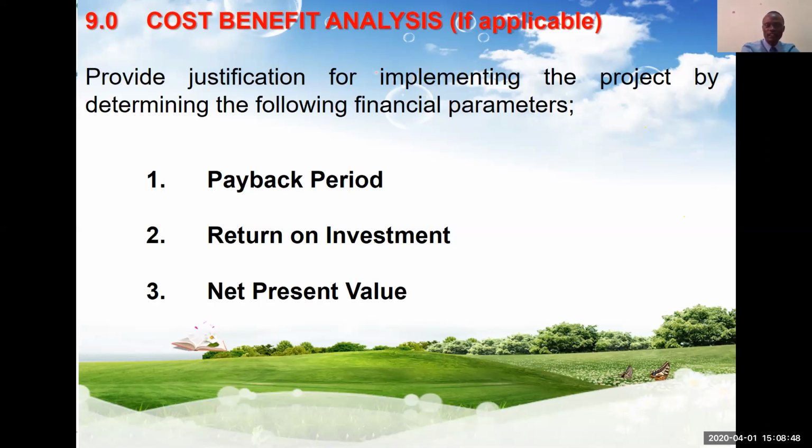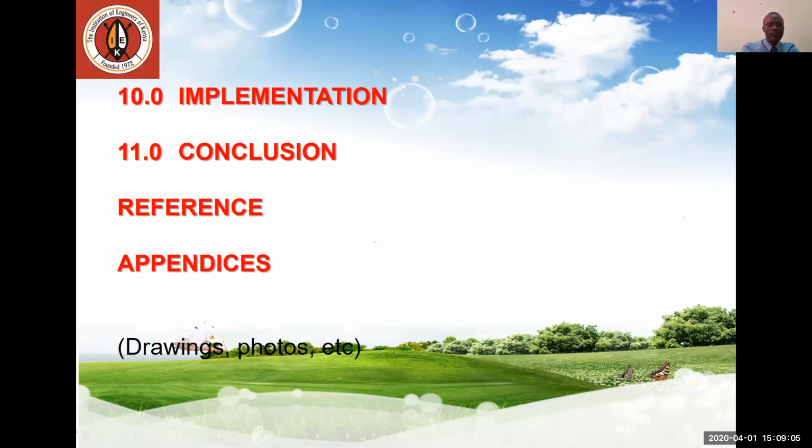So if you calculate these three parameters and you're able to show that this particular project was able to pay back within under 5 years, and the net present value is positive, that will show that this project is feasible and it is worth investing in. Then you move to number 10, which is the implementation project.